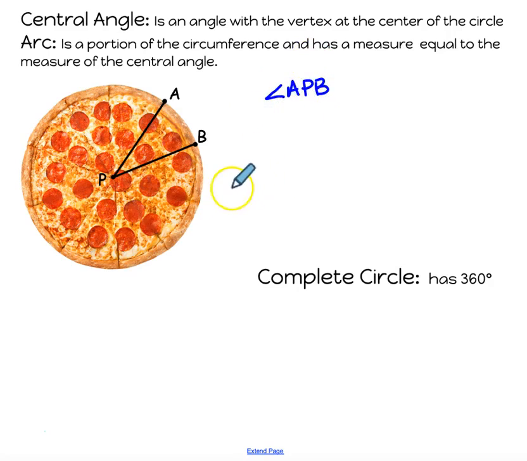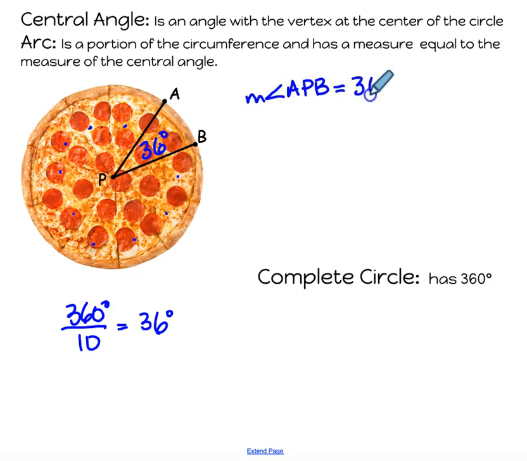And how big is it, and how much crust am I going to get? Well, first of all, a complete circle has 360 degrees. So let's count how many slices there are: 1, 2, 3, 4, 5, 6, 7, 8, 9, 10 slices of pizza. If you take 360 degrees and divide by 10 slices, each slice is 36 degrees. That means the measure, put a little m in front, of angle APB is 36 degrees.